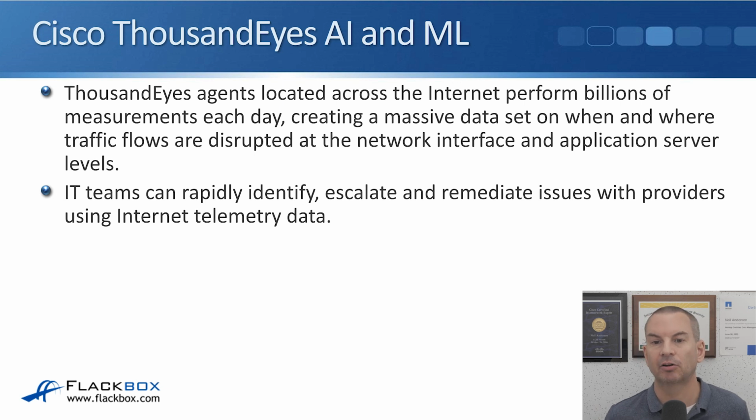ThousandEyes agents located across the internet perform billions of measurements each day using machine learning, creating a massive data set on when and where traffic flows are disrupted at the network interface and application server levels, so it can detect if there's a problem out on the internet somewhere. IT teams, that's you, can rapidly identify, escalate, and remediate issues with providers using internet telemetry data.